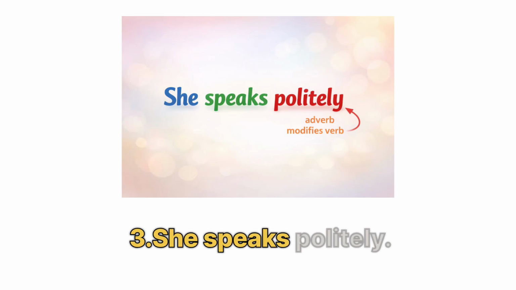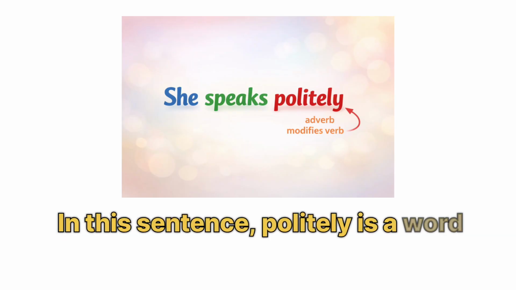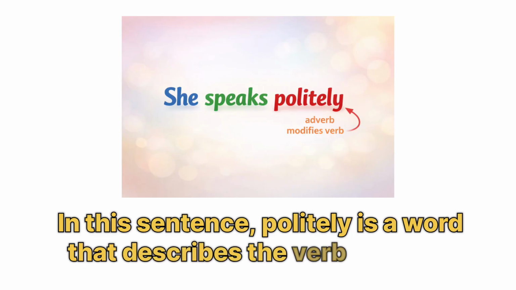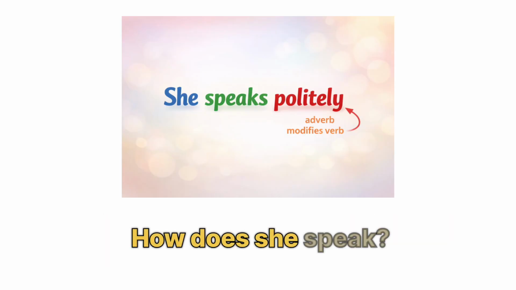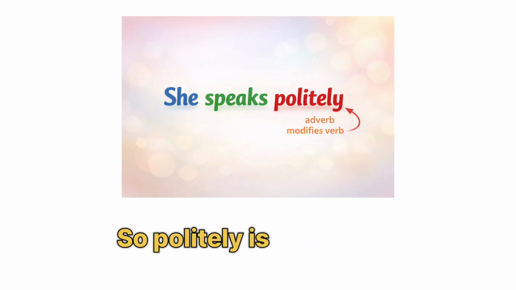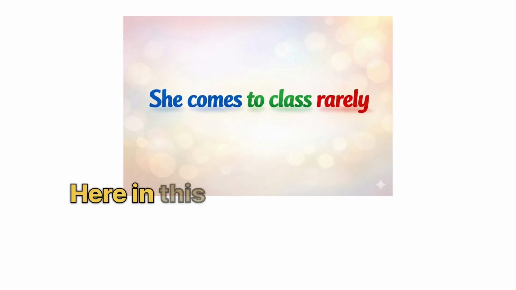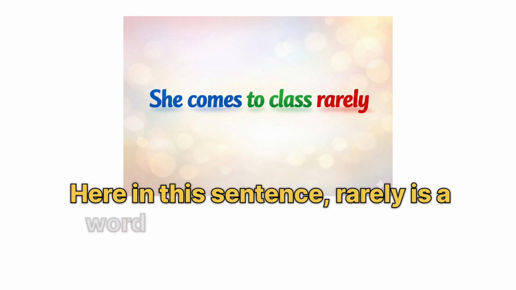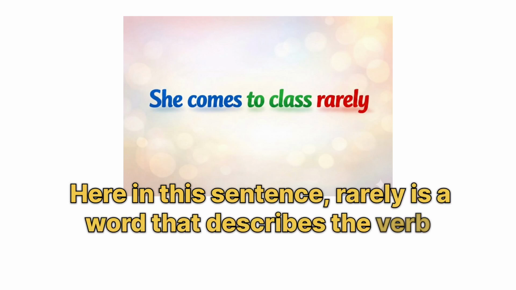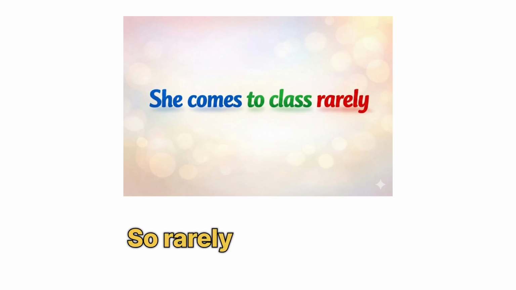She speaks politely. In this sentence, politely is a word that describes the verb speak. How does she speak? She speaks politely. So, politely is an adverb. She comes to class rarely. Here in this sentence, rarely is a word that describes the verb come. How often does she come? She comes rarely. So, rarely is an adverb.